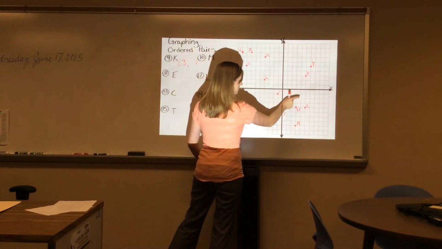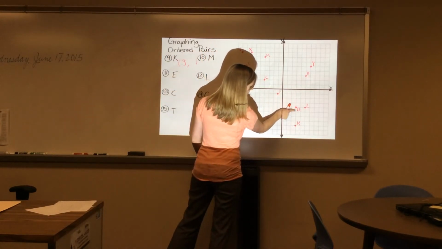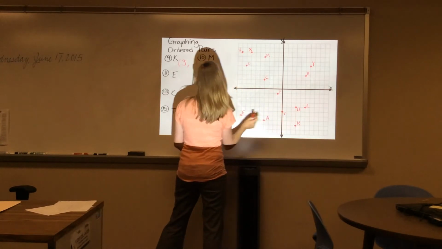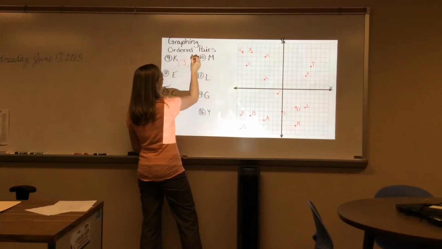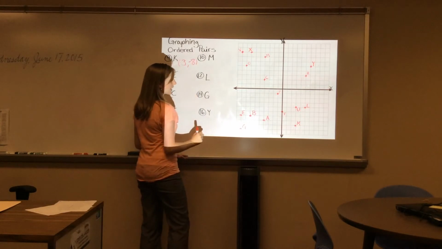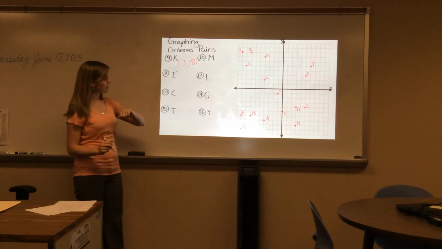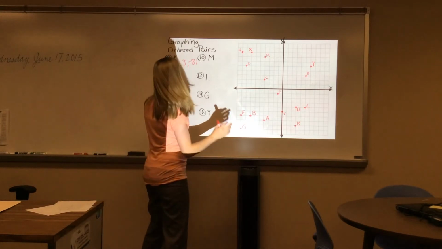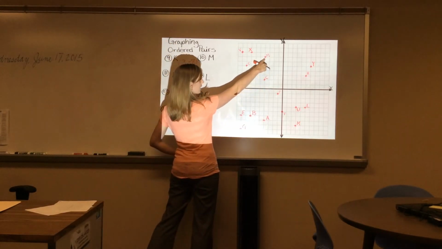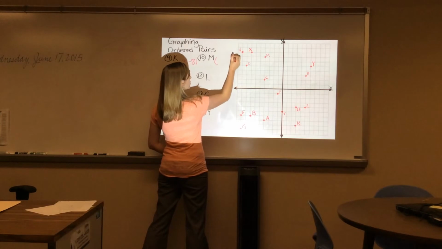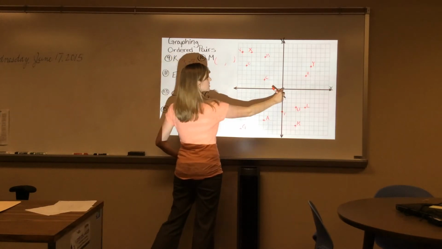From there, we need to count down 1, 2, 3, 4, 5, 6, 7, 8 places. Going down is negative, so that's a negative 8. So my coordinates would be positive 3, negative 8. For M, let's locate M. M is right here. Again, we need our 2 coordinates, x and y. Always start at the origin.